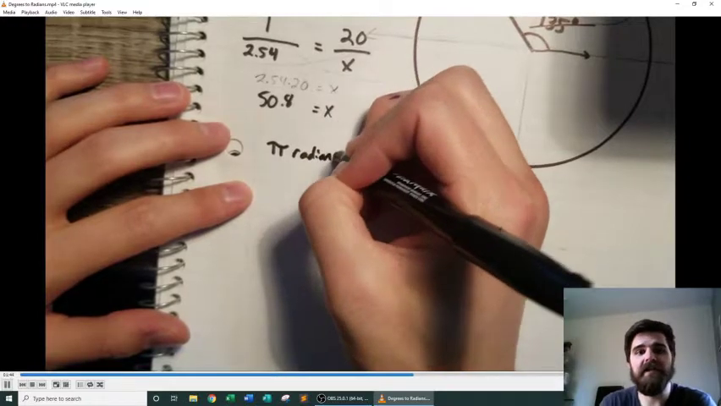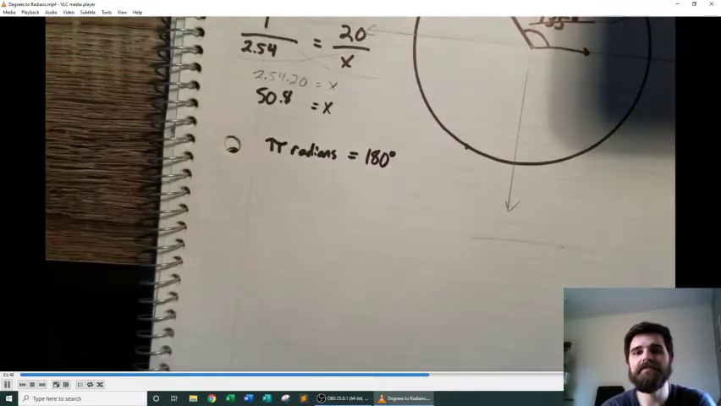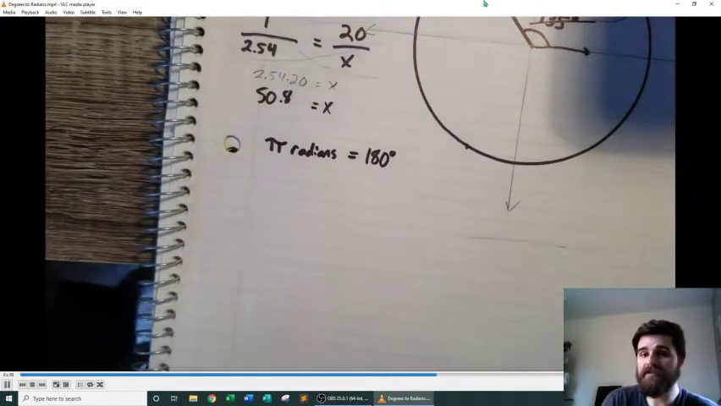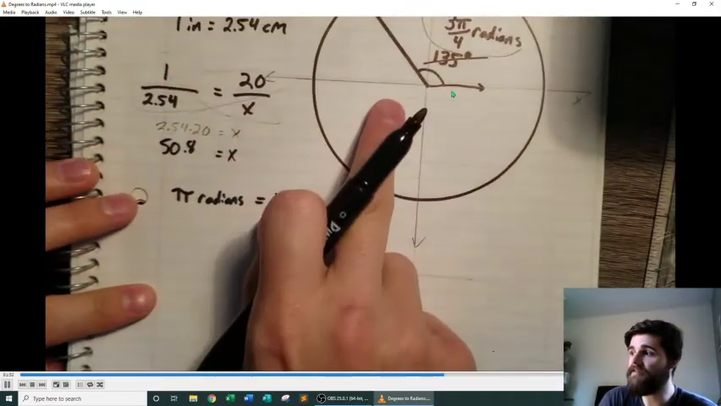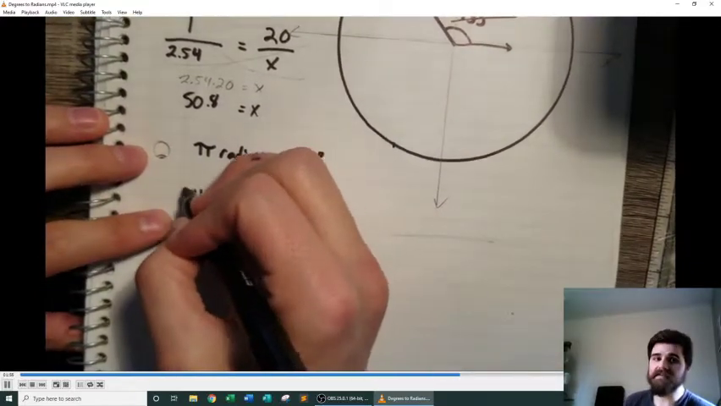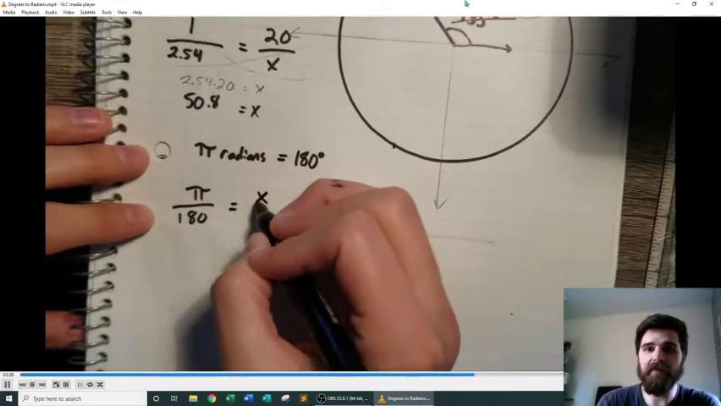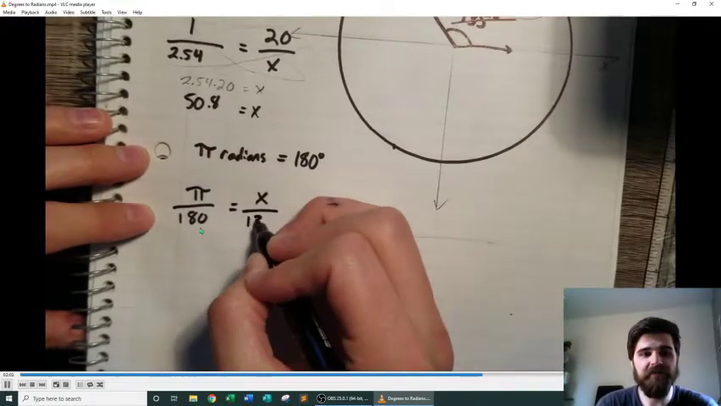Our conversion is that pi radians is equal to 180 degrees. Now, if you think about a circle, 360 degrees around the circle is 2 pi. This makes a lot of sense if you think about the formula for circumference. So halfway around the circle, 180 degrees, is pi. So that's our conversion rate.